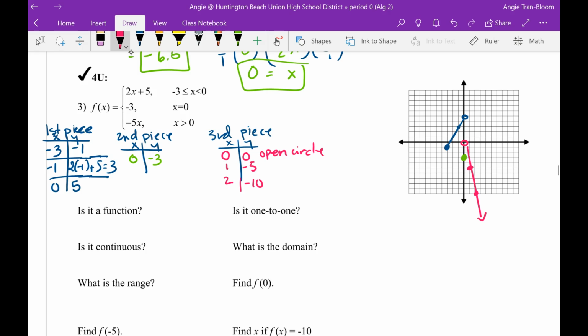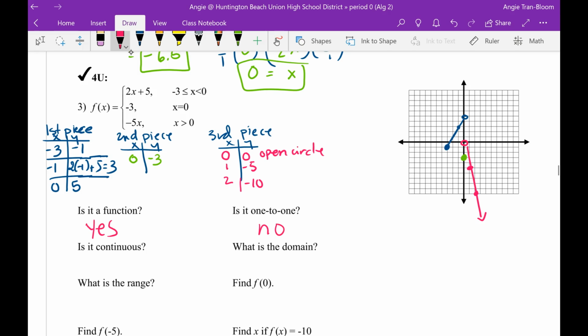Is this a function? Does it pass the vertical line test? Yes. Okay, it's a function. Now, is it a one-to-one function? No. This is really the problem right here, right? This one right here that doesn't pass, and then this dot. If I make a horizontal line test, can you see that it crosses twice right there? So it's not a one-to-one function.